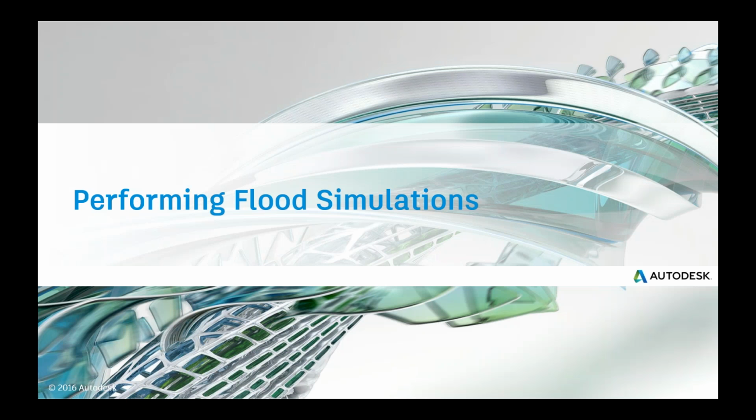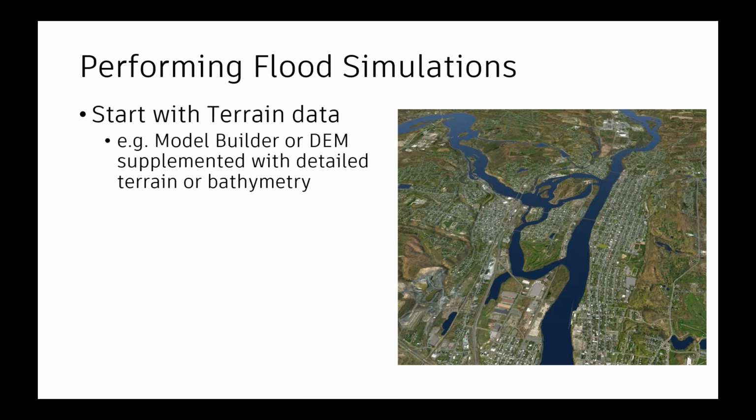All right, so I'm going to go through and show some examples of how we can set up a flood simulation in InfraWorks and show a few different scenarios. So first off, let me just describe the process. We start with a terrain inside InfraWorks. My examples are basically going to be model builder. It could be some DEM data to start with, so you get a larger area, and then supplement that maybe with more detailed terrain. If you have Civil 3D surfaces for a specific project area, you can include that into InfraWorks. You may also want to include bathymetry, bottom of the riverbed type of data, for more accurate results.